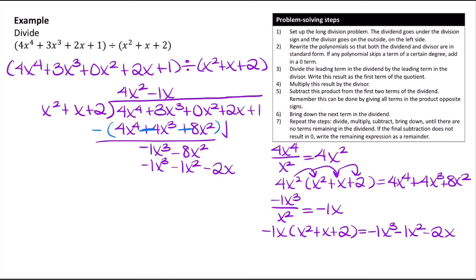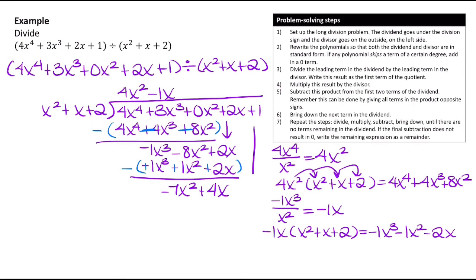And remember here we need to bring down that plus 2x. So let's go ahead now and subtract, which means we're going to switch all of these signs. So when I do that, negative 1x cubed plus 1x cubed is 0. Negative 8x squared plus 1x squared is 7x squared. Plus 2x is going to give me plus 4x. So now let's bring down this plus 1. So we have that right here.